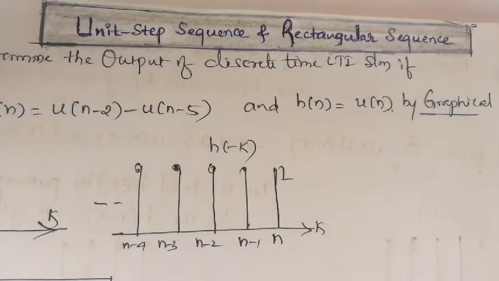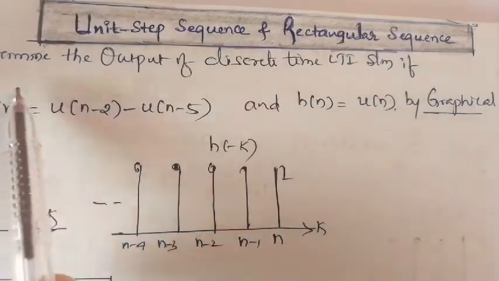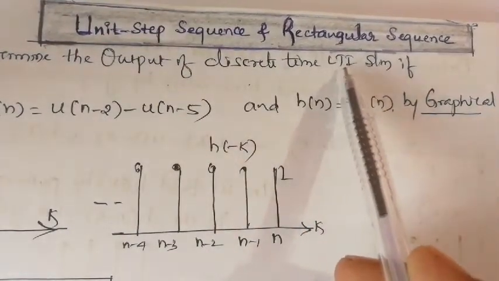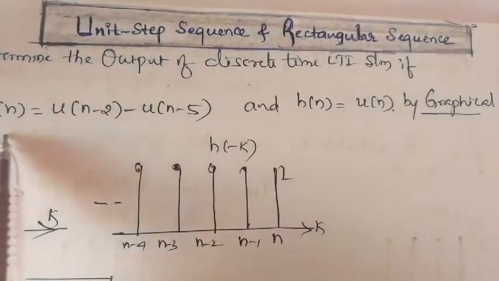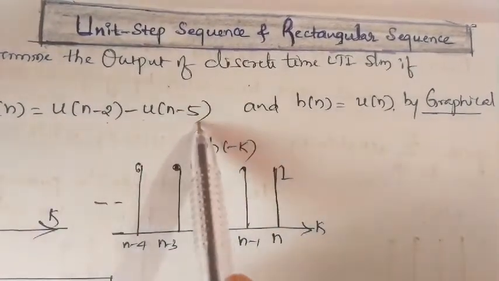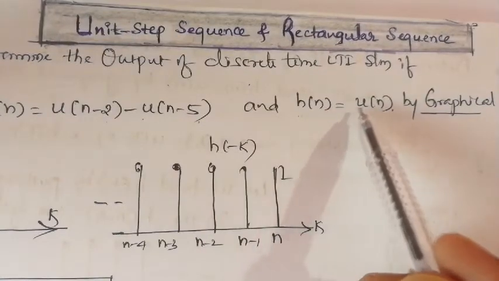Hi friends, in this video we will discuss convolution sum between a unit step sequence and a rectangular sequence. This concept we will discuss with an example. Let us determine the output of a discrete time LTI system. LTI means linear time invariant system, if x of n is u of n minus 2 minus u of n minus 5 and h of n equal to u of n.